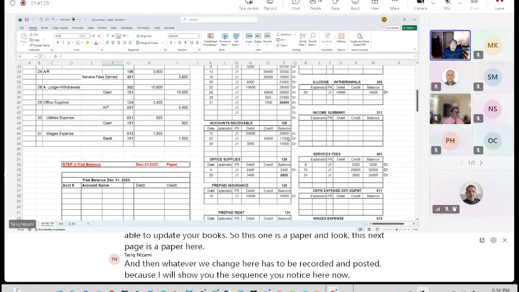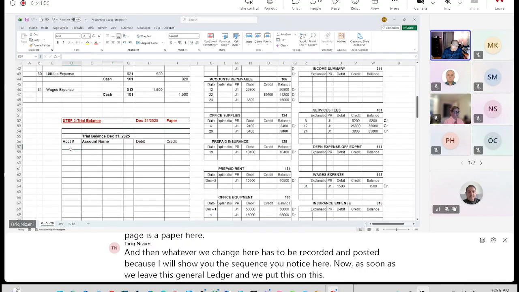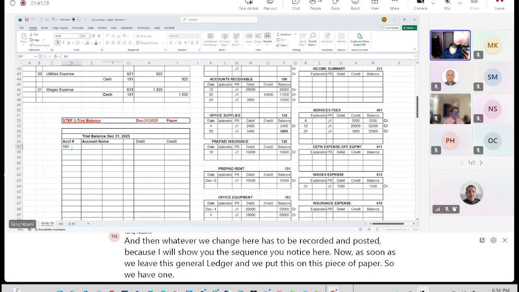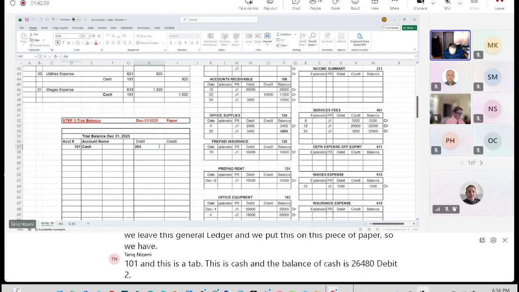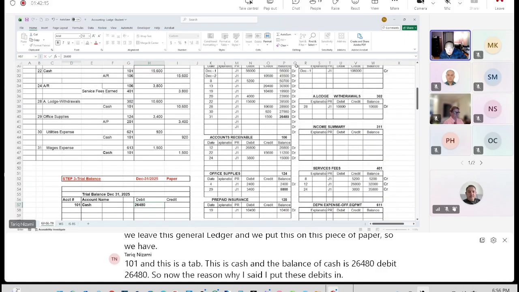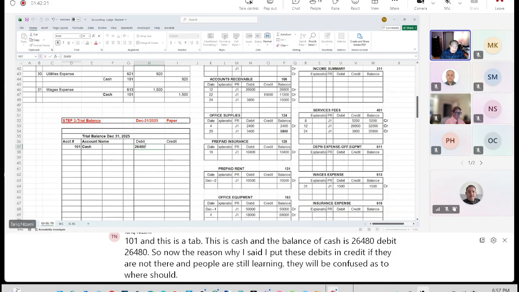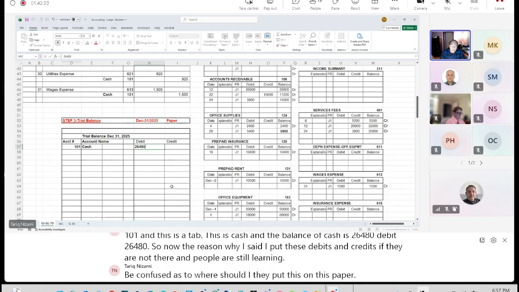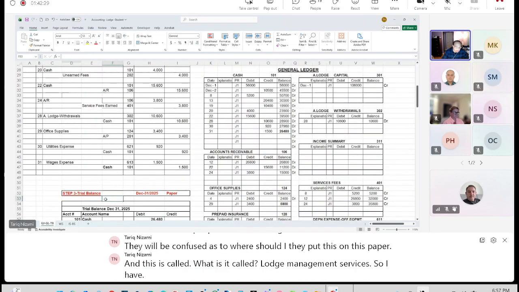You notice here now, as soon as we leave this general ledger and we put this on this piece of paper, we have 101, and this is cash, and the balance of cash is 26,480, debit. So now the reason why I said I put these debits and credits, if they are not there and people are still learning, they will be confused as to where they should put this on this paper. And this is called, what is it called? Lodge Management Services. So I have to write this here.